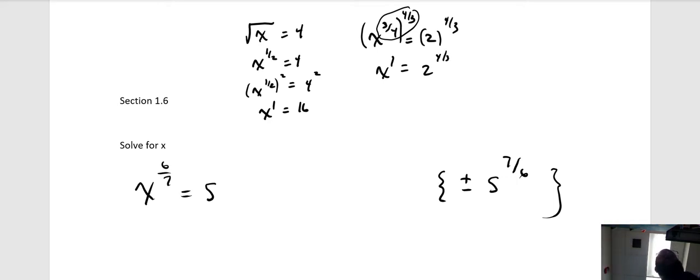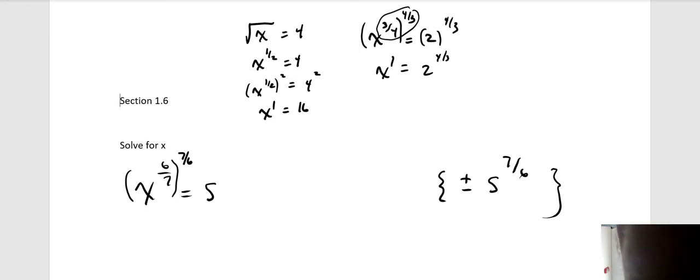So that's the process we're going to use when we solve these things, but there's a couple little details that are going to be important that I'll point out as we move along. So we're going to take a look at this one first. It reads x to the 6/7 equals 5. This is solved by raising this to the 7/6 power. Now, 5 to the 7/6 power is just some number.